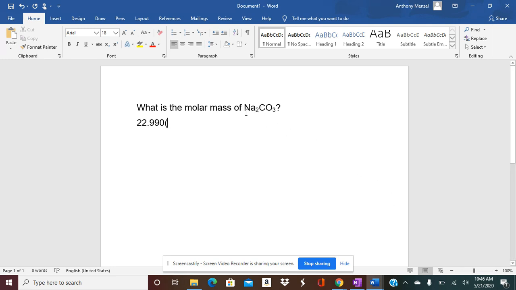Now, we have here how many sodiums. The subscript next to the sodium tells us how many sodiums we have. So we have 2. Because it's the same element, instead of adding the 22.990 and the 2, we're going to go ahead and multiply those two numbers. We move on to the next element, and that's when we add.